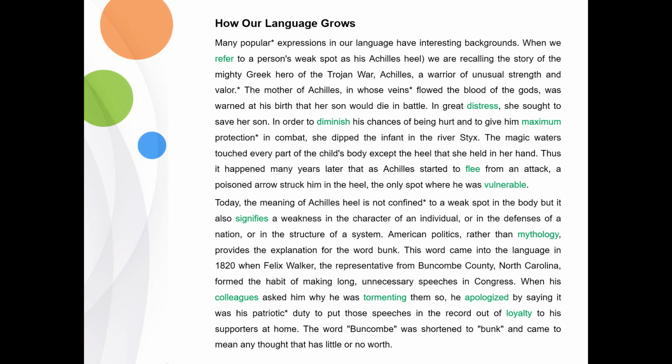When his colleagues asked him why he was tormenting them so, he apologized by saying it was his patriotic duty to put those speeches in the record out of loyalty to his supporters at home. The word Buncombe was shortened to bunk and came to mean any thought that has little or no worth.